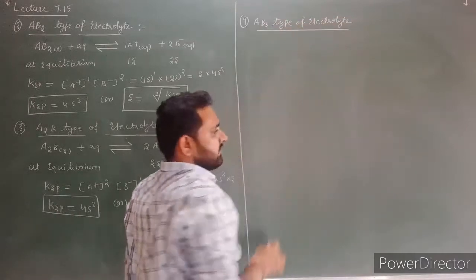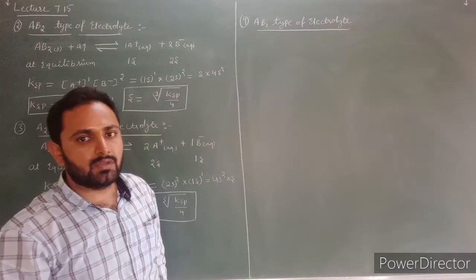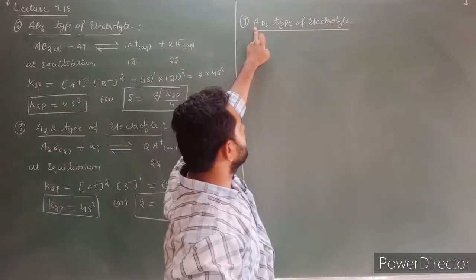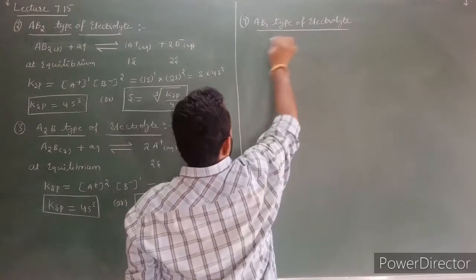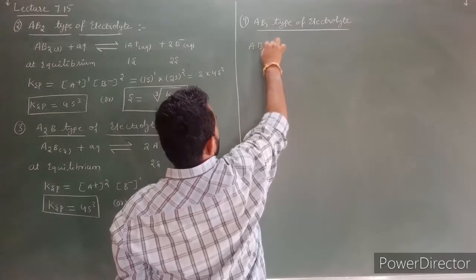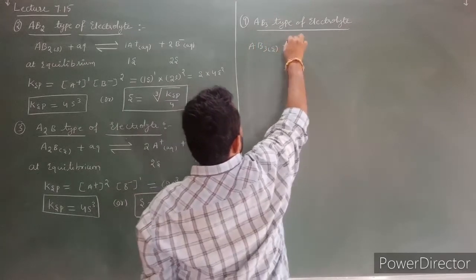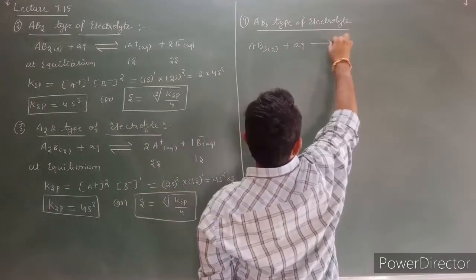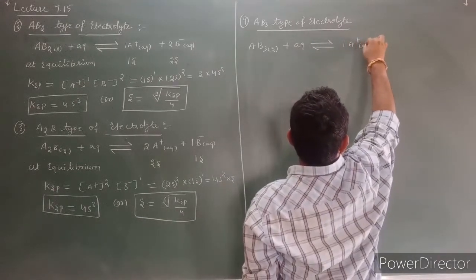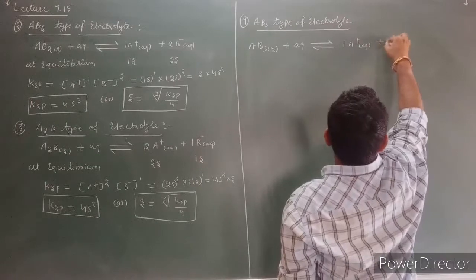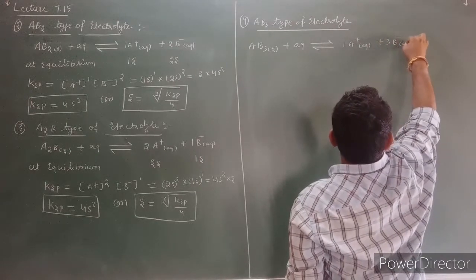In AB3 type of electrolyte, the ratio is 1:3. For one A atom, there are 3 B atoms. When AB3 type of electrolyte is dissolved in water, then it is dissociated into 1 mole of A plus ions and 3 moles of B minus ions.